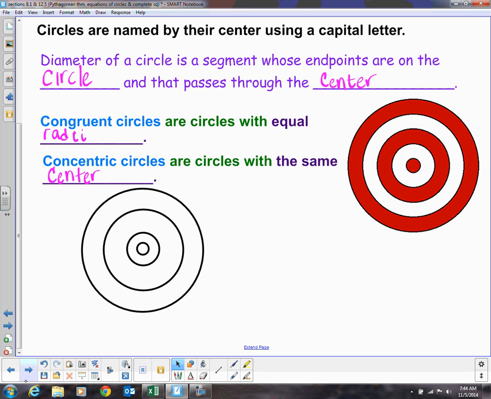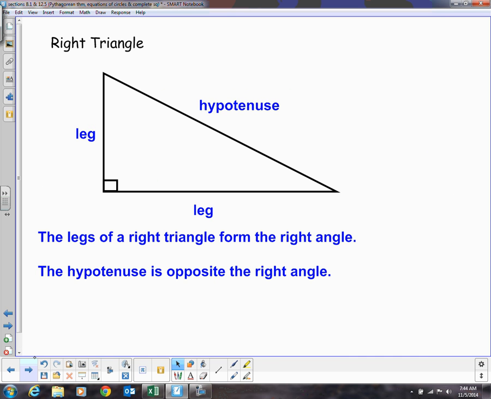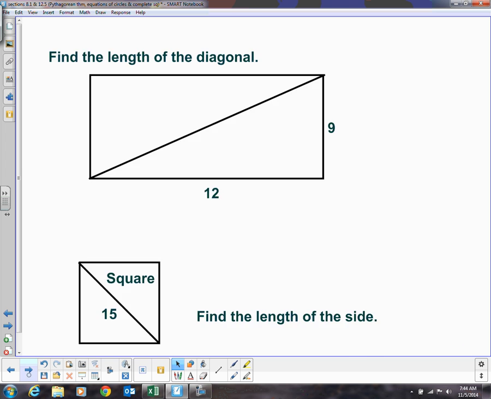Okay, so let's look to see what else we have to do. All right, we have a right triangle. We talked about that already. We did that, we did that, we did that.